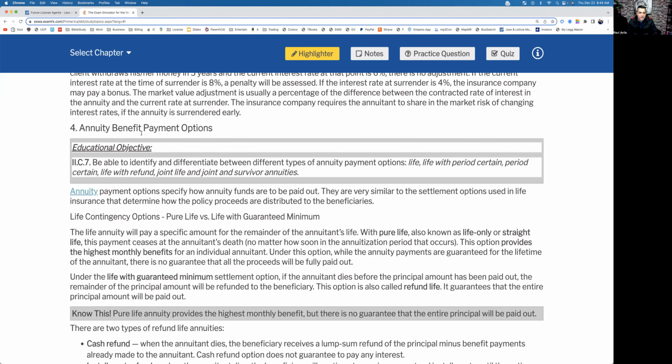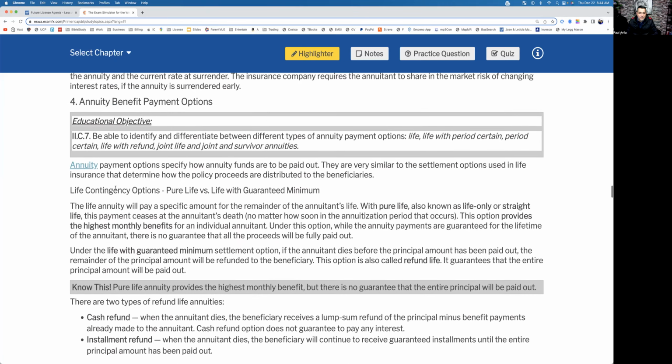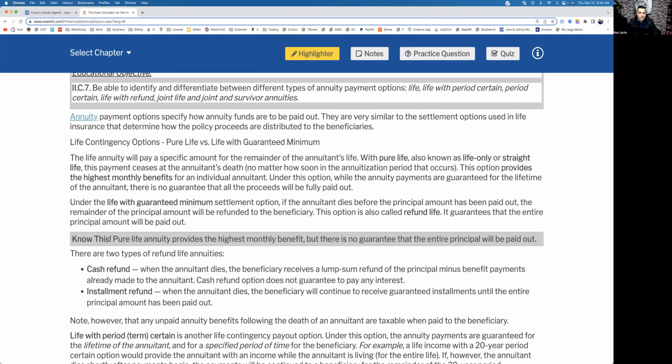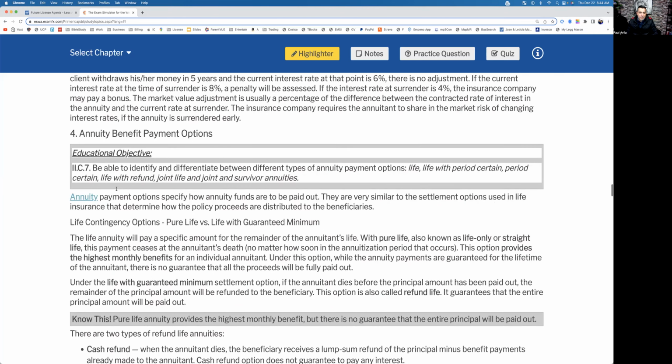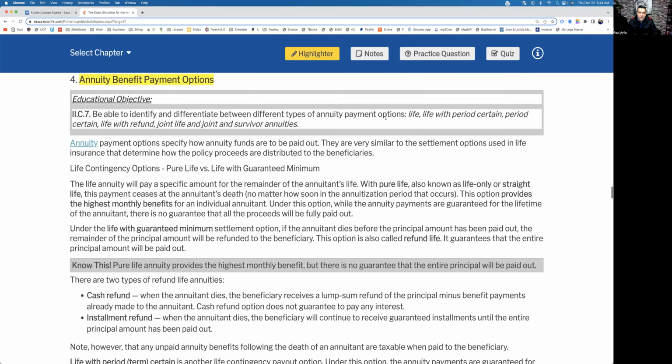Annuity benefit payments. All right, these are benefit options, payout options. Okay, so how do you get your money? You could get your money many different ways. One of them is, for example, oh, here they are right here.